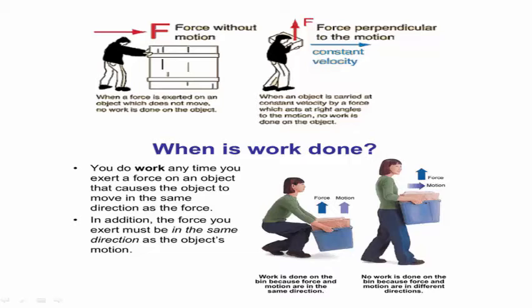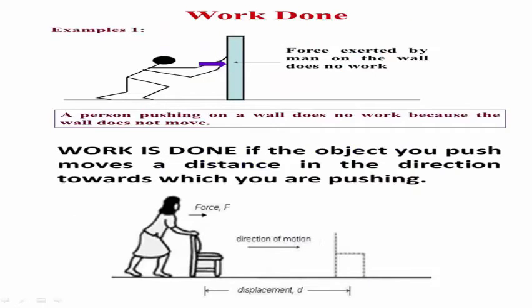In the second figure of when is work done, no work is done on the dustbin because force and motion are in different direction. Example for the work done: force exerted by a man on the wall does not do any work. A person pushing on a wall does no work because the wall does not move. Work is done if the object you push moves a distance in the direction towards which you are pushing.